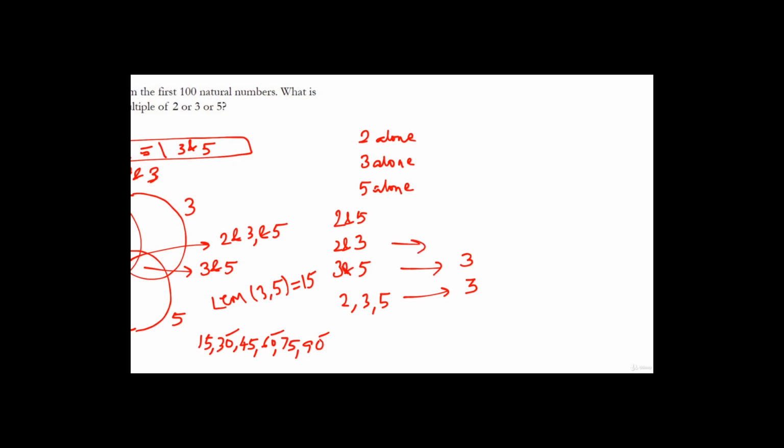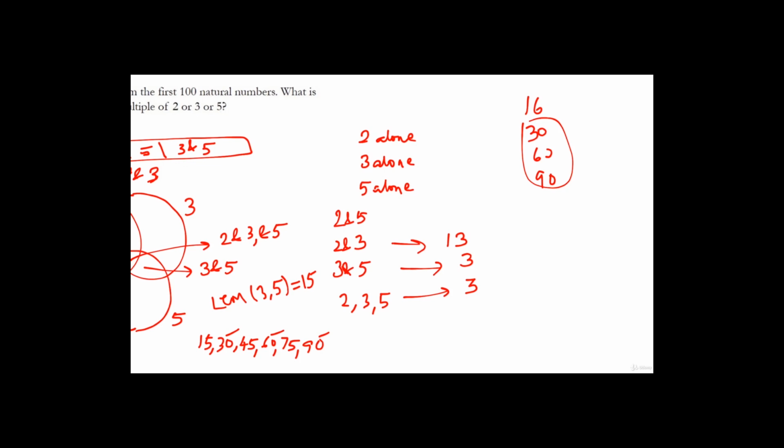Now 2 and 3, LCM of 2 and 3 is 6. So all the multiples of 6 till 96, there are 16 multiples. Among the multiples of 6, 30, 60 and 90 are already taken. None of the other terms are taken. So there are 13 exclusive numbers which are divisible by only 2 and 3.